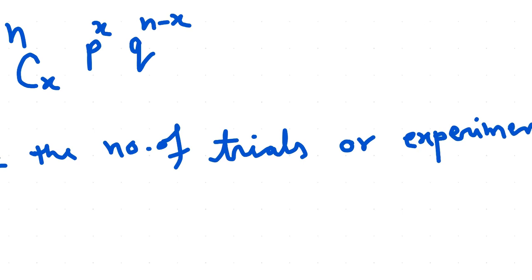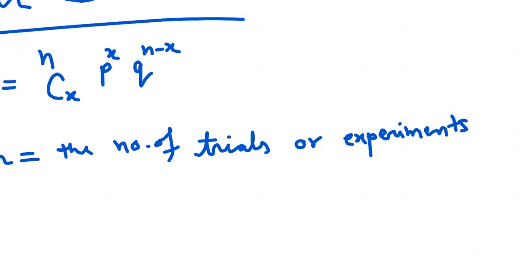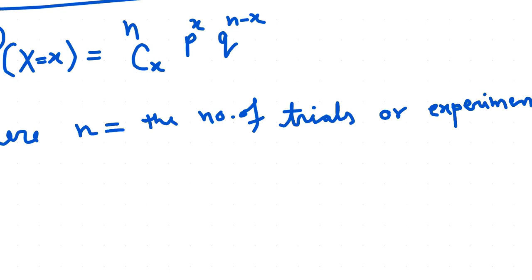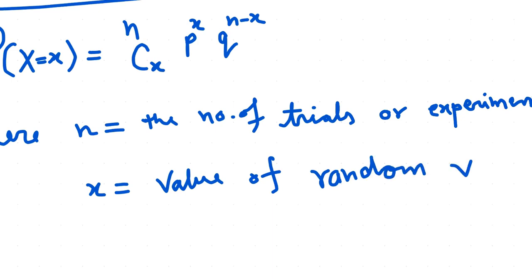Small x is equal to the value of the random variable. So we can take the value of x as 0, 1, 2, and up to.